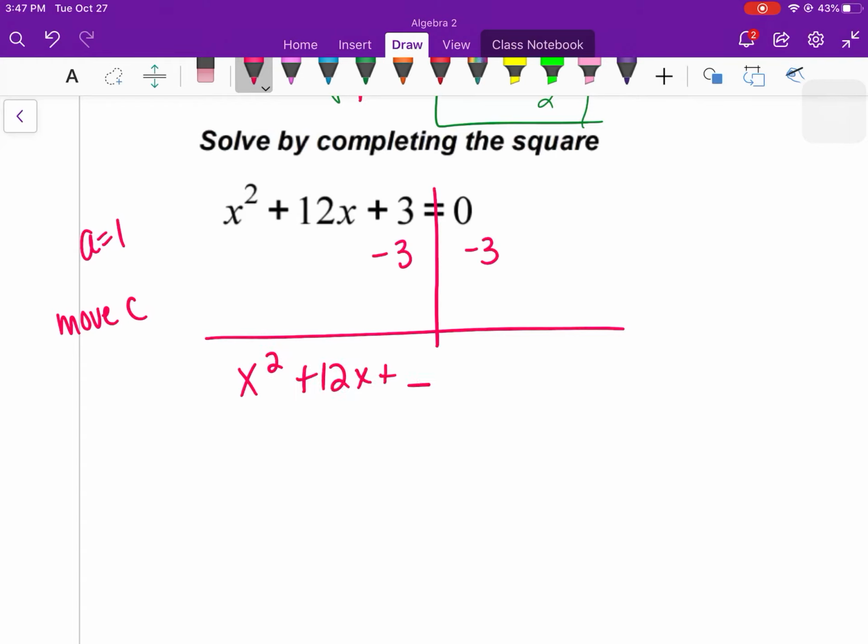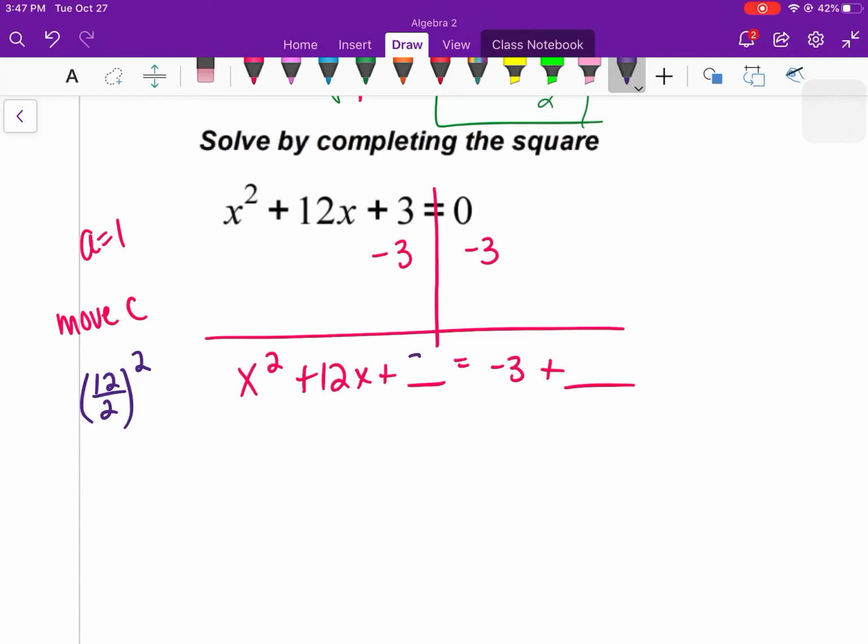So I'm going to get x squared plus 12x plus blank equals -3 plus blank. I add my plus blanks in there. You don't have to do that, but I like to because that reminds me that that's where I need to complete the square. So you take half of the middle term, which in this case is 12, divide it by 2, and you square it.